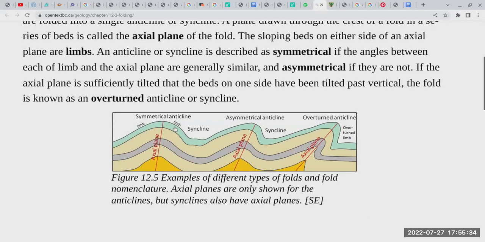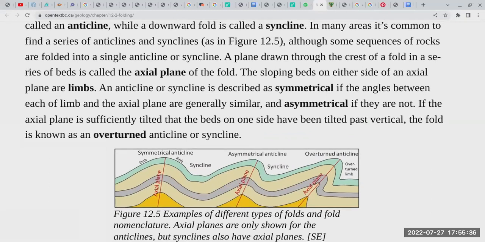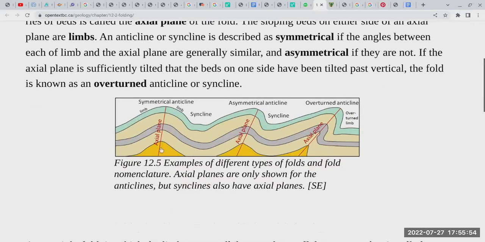Now, it says, in many areas it's common to find a series of anticlines and synclines, although some sequences of rocks are folded into a single anticline or syncline. A plane drawn through the crest of a fold in a series of beds is called the axial plane of the fold. See the axial plane here? The axial plane is like the axis of symmetry in mathematics. It is where we have the maximum point of that anticline, going right through all the maximum points of all the anticlines in it.